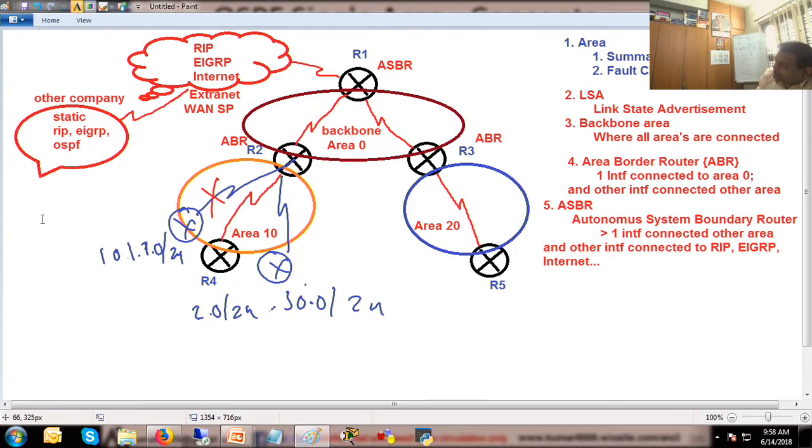This issue will come when you are acquiring one company. That company is running EIGRP. You are running OSPF. You are acquiring some branches from other companies, not new branches. They are running EIGRP. Now suddenly you cannot change everything to OSPF. So how do you connect with them? That time we do redistribution. That topic is coming as the next topic.